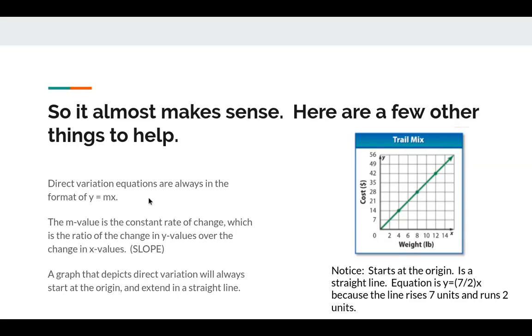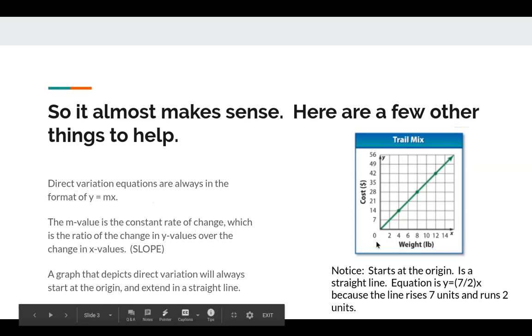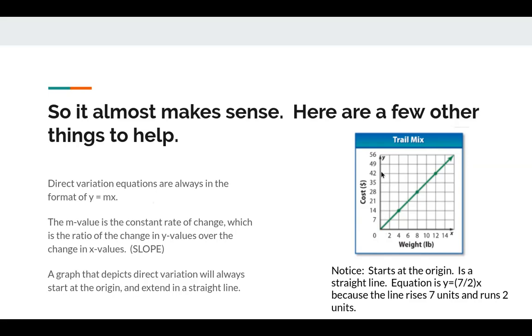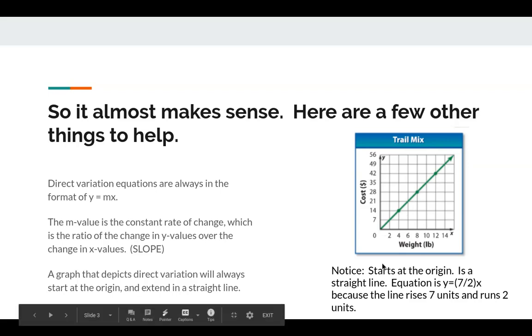A couple of things to think about. Direct variation equations are always in the form y equals mx. The m value, which is the constant rate of change, is the change in y, the up, versus the over: the change in y over the change in x. If it's direct variation, it is always going to start at the origin, and it is always going to be a straight line. Now, the steepness of the line could change.